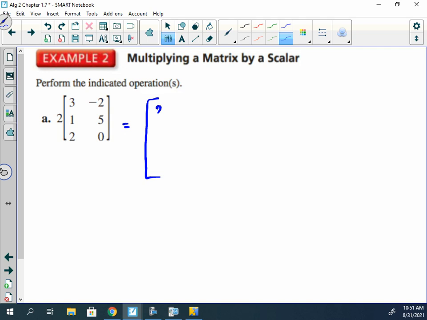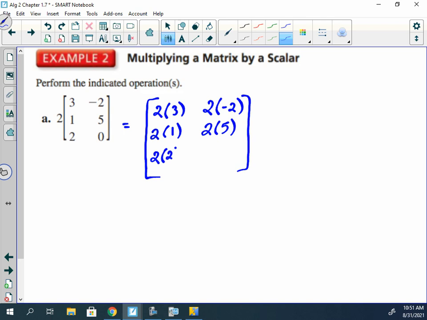So we'll have 2 times 3, and we'll also have 2 times -2. And then the next one, we're going to have 2 times 1, and then we'll have 2 times 5. The next one we'll have 2 times 2, and then the last one we'll have 2 times 0. We're multiplying everything by this scalar of 2. That is all we're doing for these scalars here.